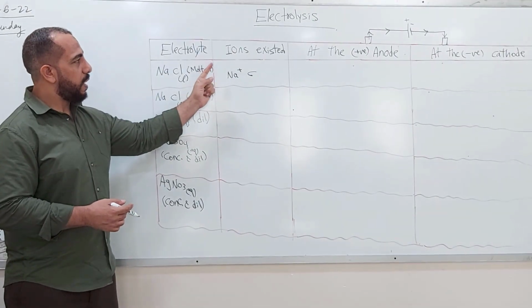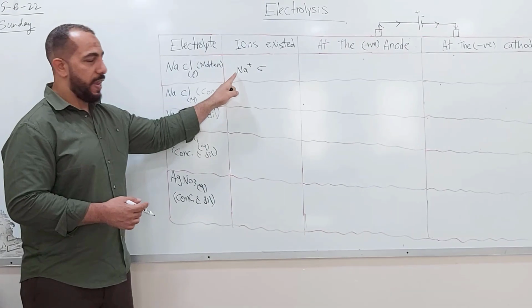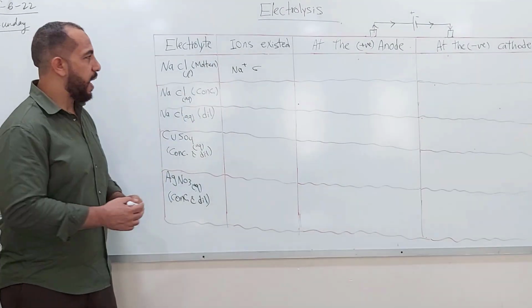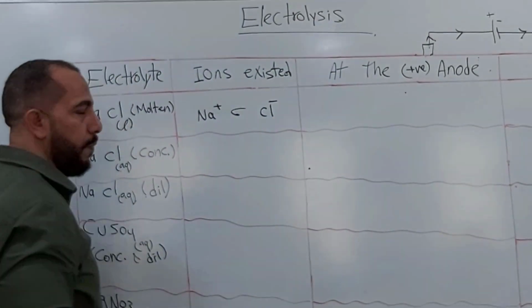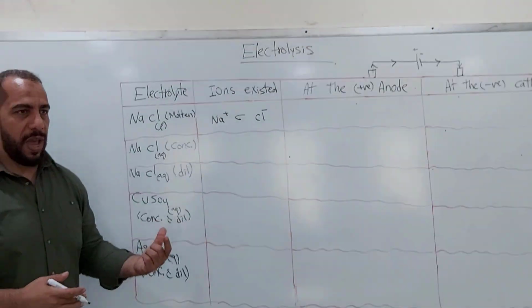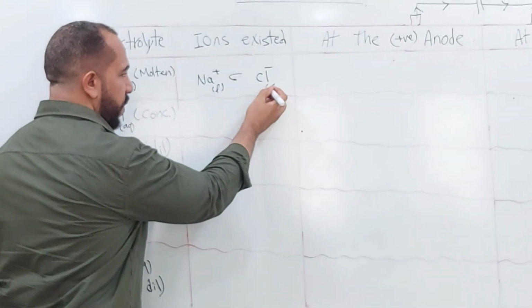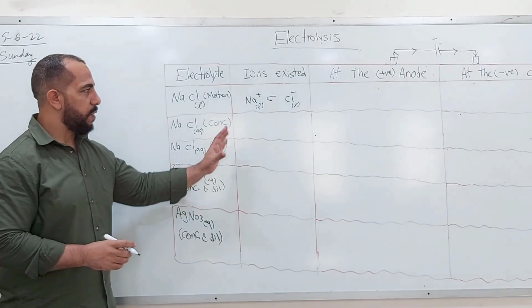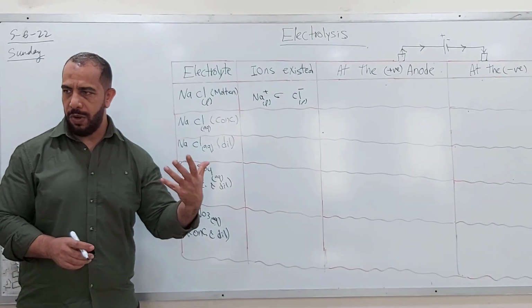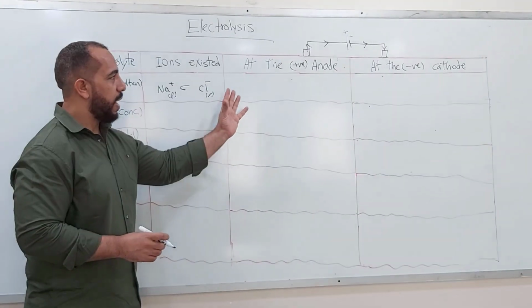So first of all, what are the ions existing in this electrolyte? We have Na+, and also Cl chloride minus. So they are the ions we have, and of course they are liquid because it's a molten substance. Okay, so here we have two different kinds of ions. What will happen at the cathode?